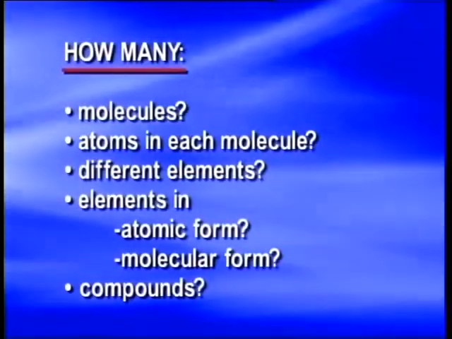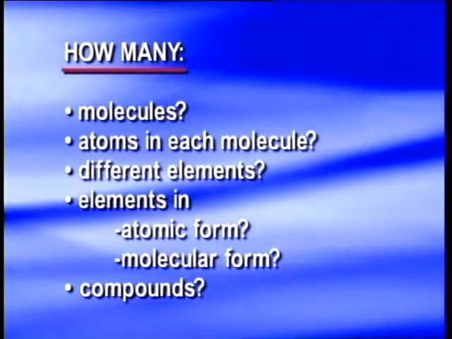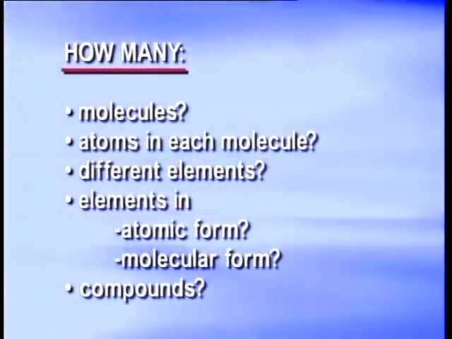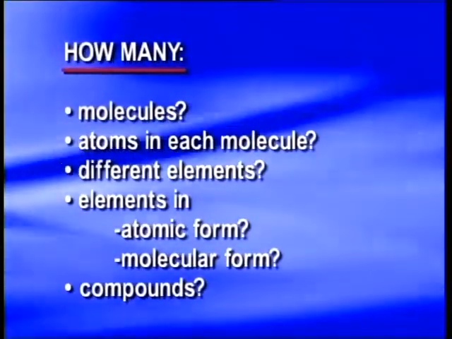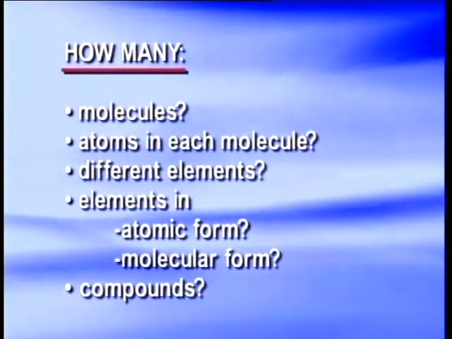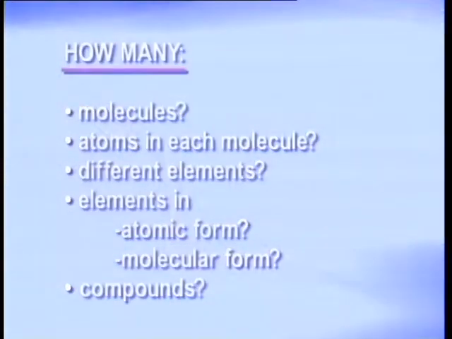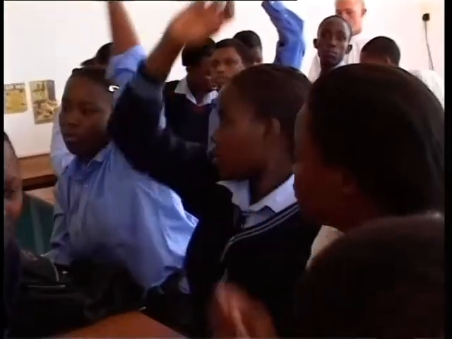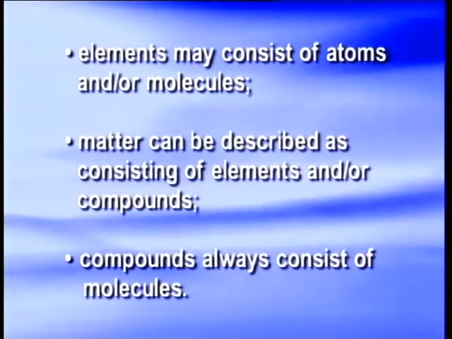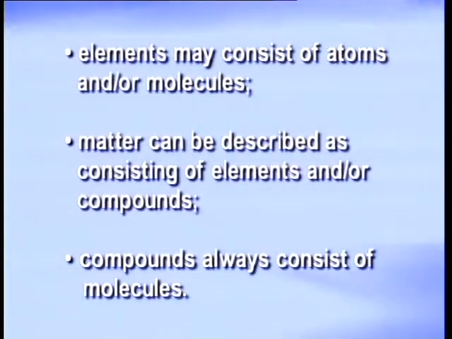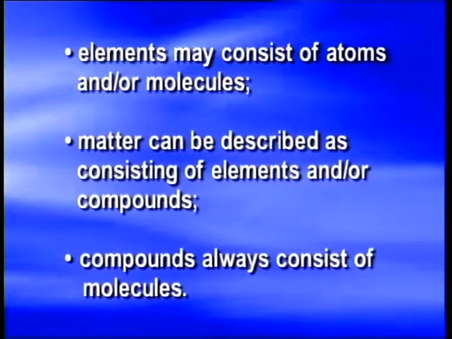Now the teacher can refer learners to the board and ask how many molecules are represented on the board, how many atoms in each molecule, how many different elements, how many elements in atomic form, how many elements in molecular form, and how many compounds. The questions will help reinforce the learners' new knowledge of the different concepts and will help the teacher to assess their progress. To end the second activity, the teacher recaps with the learners that elements may consist of atoms and/or molecules. Matter can be described as consisting of elements and/or compounds, and compounds always consist of molecules.